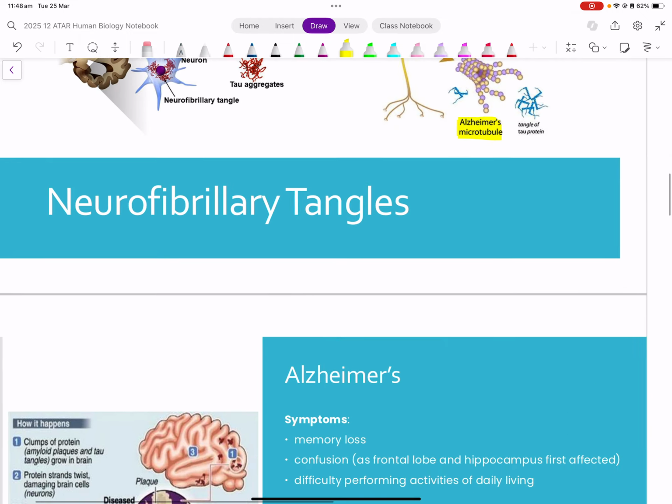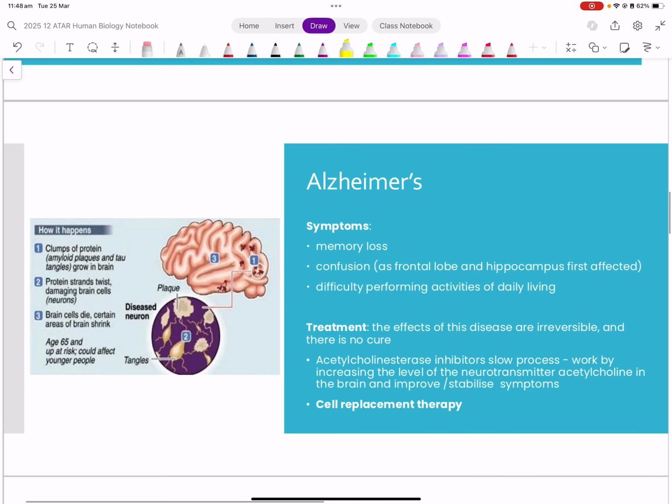We're still on Alzheimer's. When we're talking about Alzheimer's disease, some of the symptoms include memory loss, confusion, and difficulty performing activities of daily life. What we mean by that is going to the shops, getting lost in the shops, forgetting a grocery list, where we're up to on a grocery list. So some of these things that form an important part of daily life become very, very difficult due to the confusion and the memory loss.